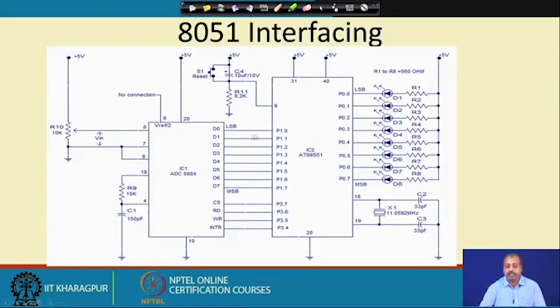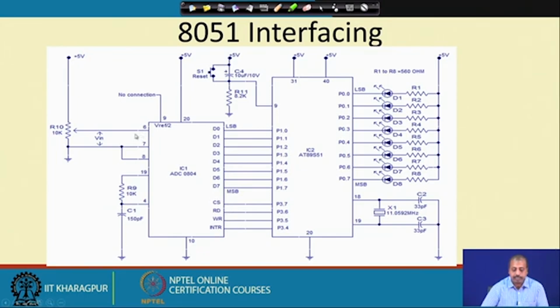So, this is a schematic diagram in which we have connected one 8051 chip with this ADC 0804. As you can see, in this case port 1 has been used for getting the data. So, this LSB D0 is connected to P 1.0 and this D7 is connected to P 1.7. Port 3 has been used for driving the other signals like the chip select, read, write and interrupt. So, these are the signals given for this operation.